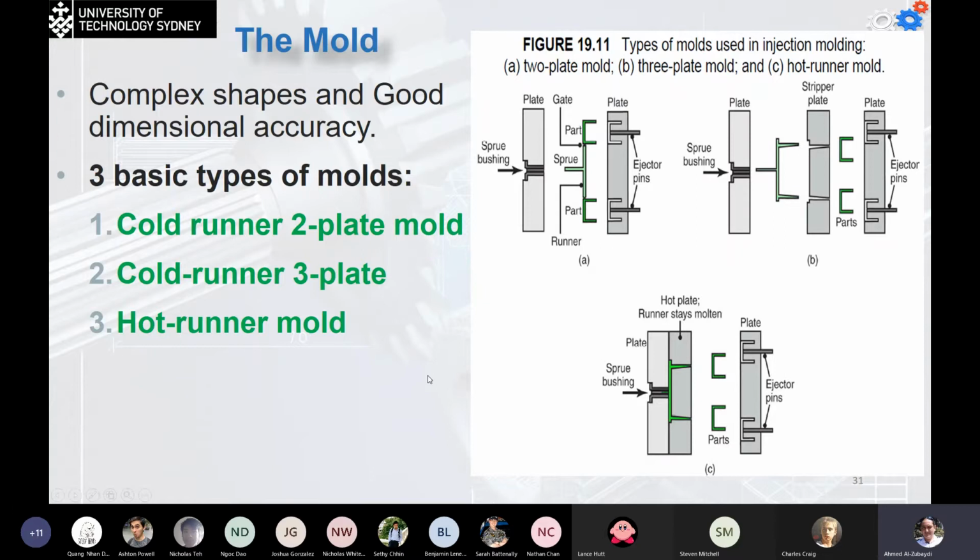We can use the cold runner with three plates, where the runner system is going to be separated from the parts when the mold is open. And we have the third type, which is the hot runner mold. It's usually more expensive because it has multiple parts, no gates, no runners or spurs attached to the mold parts, and the molten plastic is kept in the heated runner plates, and usually this will have a shorter cycle time.